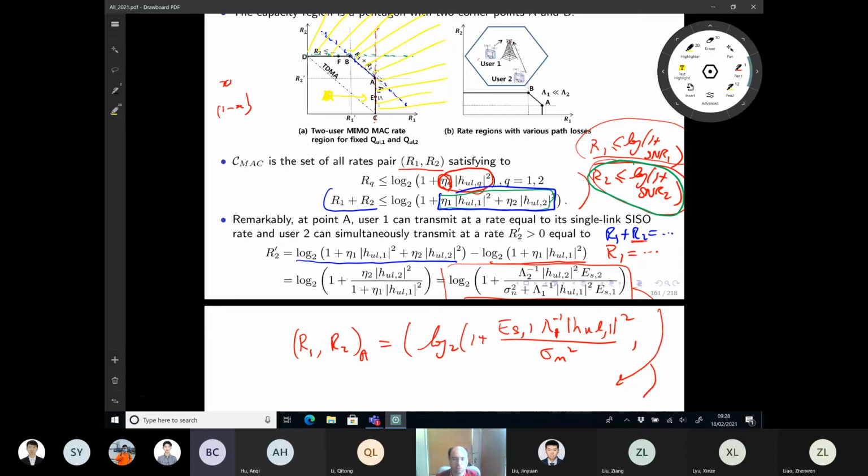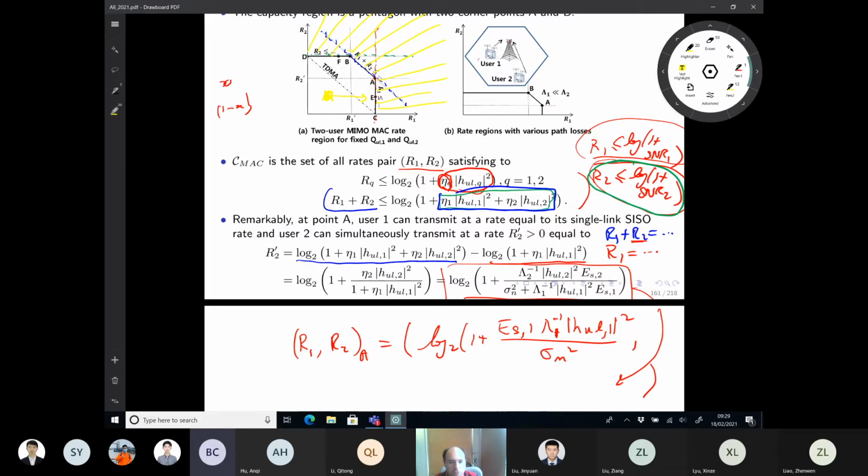And then what you do is SIC, successive interference cancellation. You remove the streams from user 2 from the received signal, and then you decode user 1 streams. Then user 1 does not see any interference anymore because the interference from user 2 streams has been cancelled. What you're left with is just user 1 alone in the system, which achieves a rate of log 2 of 1 plus SNR. So point A is obtained by doing SIC, where we decode user 2 streams first, and then user 1 streams. When we decode user 2 streams, we treat user 1 streams as noise, and this is why you have this SINR expression in the rate of user 2.